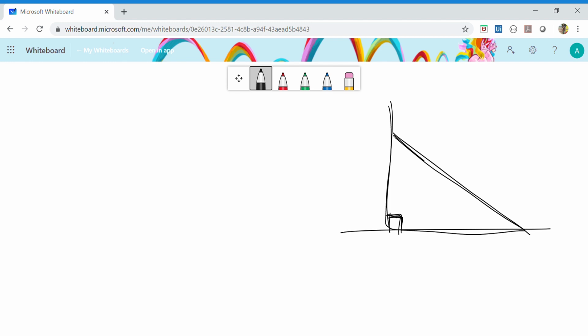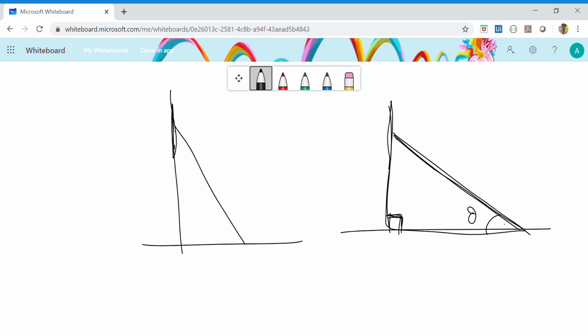Suppose the ladder is placed nearer to the wall like this, then theta is formed here, the angle formed here. If I change the position like this, that means the higher part of the wall should be colored, then the ladder should be kept like this. Then automatically theta will increase. So here theta 1 and here theta 2. Theta 2 is greater than theta 1.